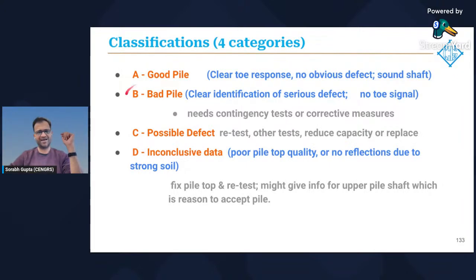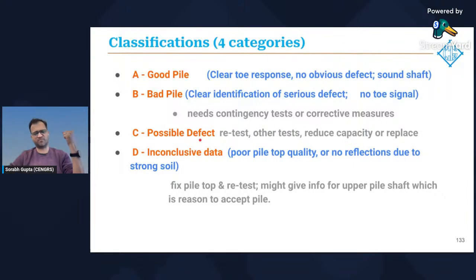That's a good pile. A bad pile is where you have clear identification of a serious defect, or when you don't get a toe signal. This is where you need some contingency tests or some corrective measures. There's a type C, which is a possible defect, which means we have got some PIT data and it looks like there is some defect at some depth, but we can't be very sure.